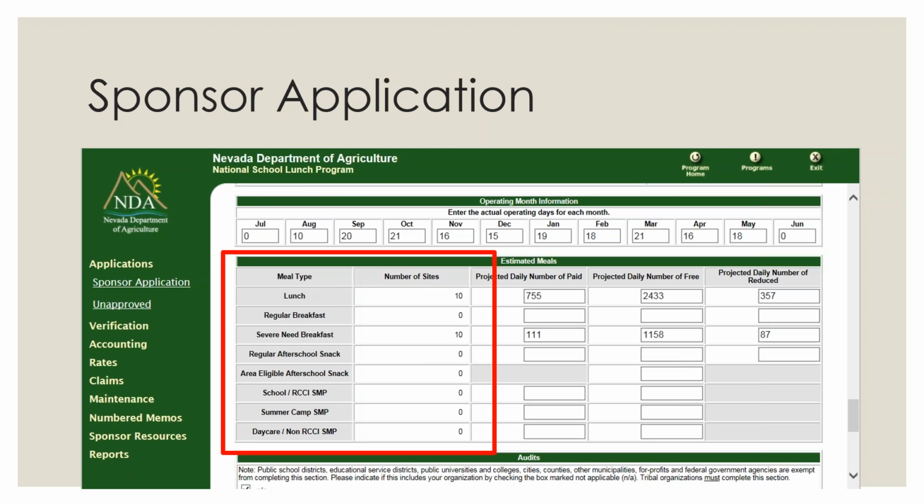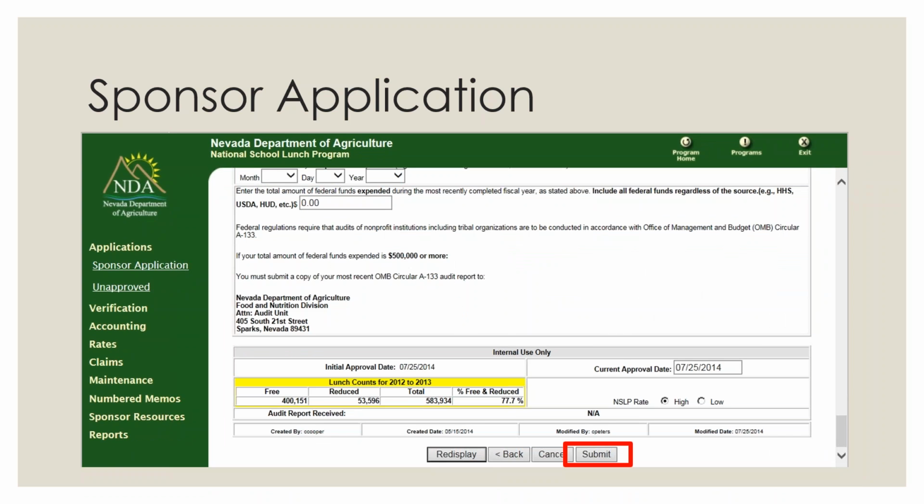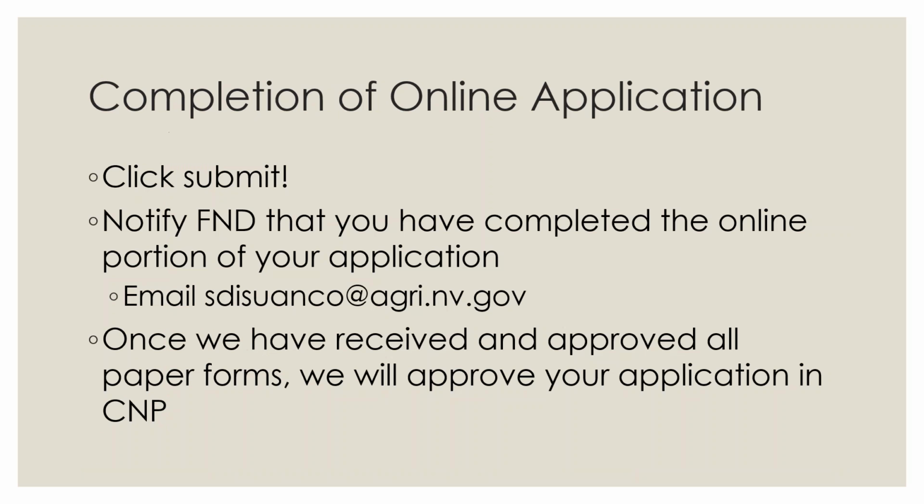And then when all the information has been entered and updated, you go ahead and click that Submit button right there on the right-hand side of the slide. And then if you could please notify our department that you've completed that portion of your application, we can start the review process on our end.